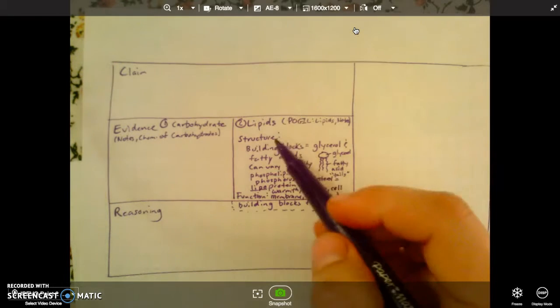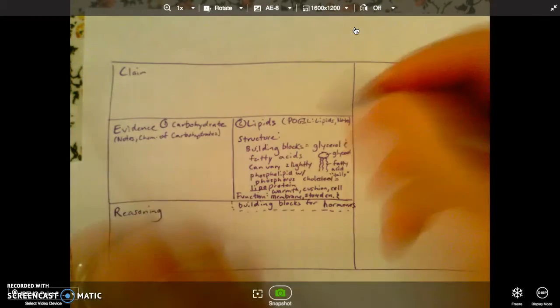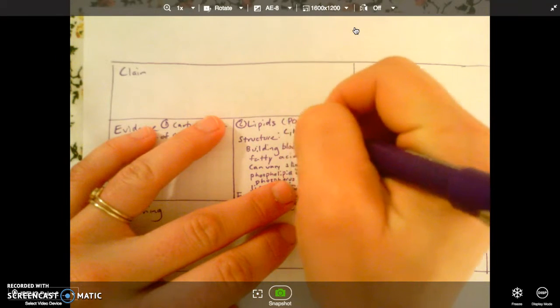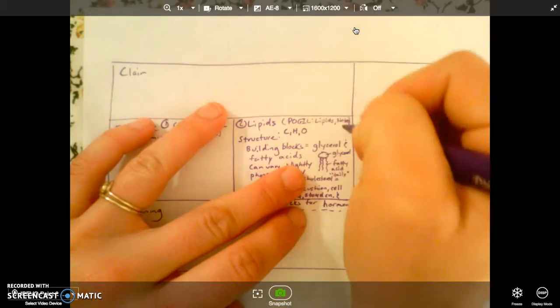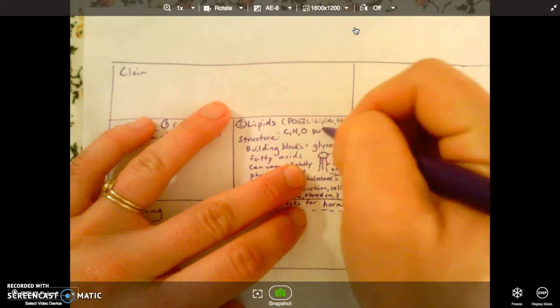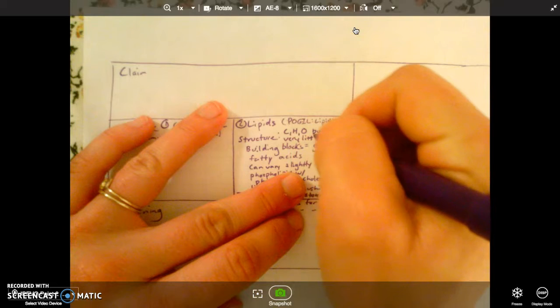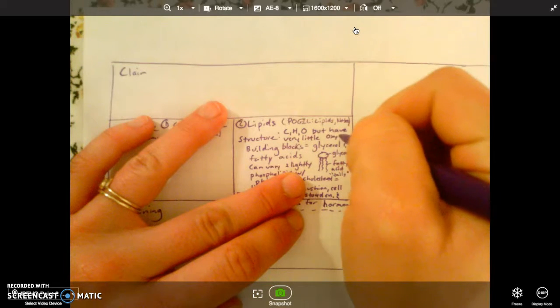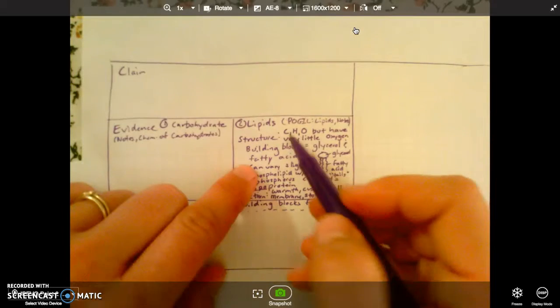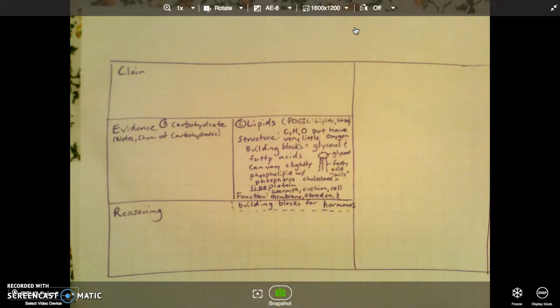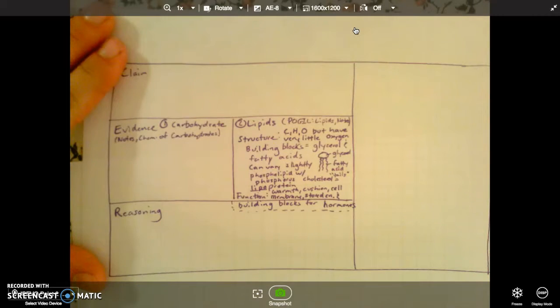Oh, I missed a basic structure thing. So basic structure, we actually said that they were also made of carbon, hydrogen, and oxygen, but they have very little oxygen. So generally speaking, lipids have tons of carbon, tons of hydrogen, and just barely any oxygen. We might be talking a couple oxygen atoms in the entire molecule, and they're pretty big molecules. Okay, so we're leaving it at that, and then let's jump over to carbs.